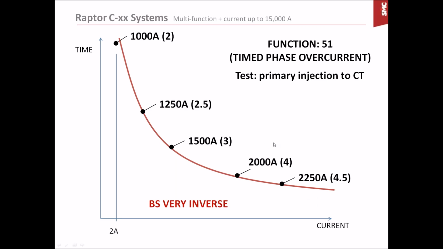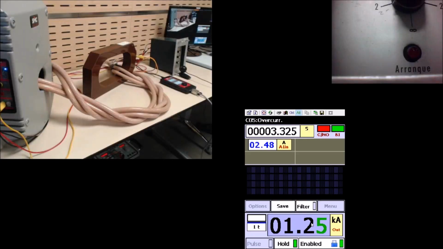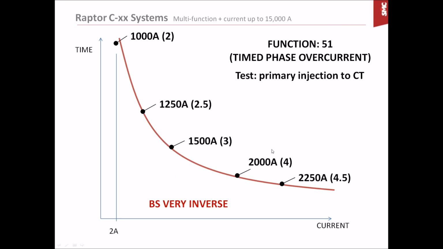The next value in the curve is 3 ampere in secondary, which corresponds to 1500 ampere. So we select 1500, and start. This is the trip time corresponding to this amount of current, 2.2. The next one is 2000 ampere, which corresponds to 4 ampere in secondary.